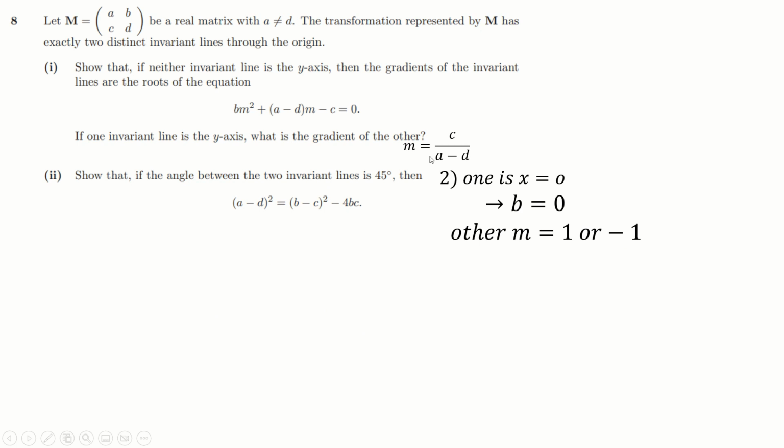So, okay, well, that means we can set plus or minus 1 equal to this business here, because that was the case that dictated the other gradient if one of them was the y-axis, which is the case we're in. Times everything by a minus d. To get rid of this plus minus, we could just square both sides.